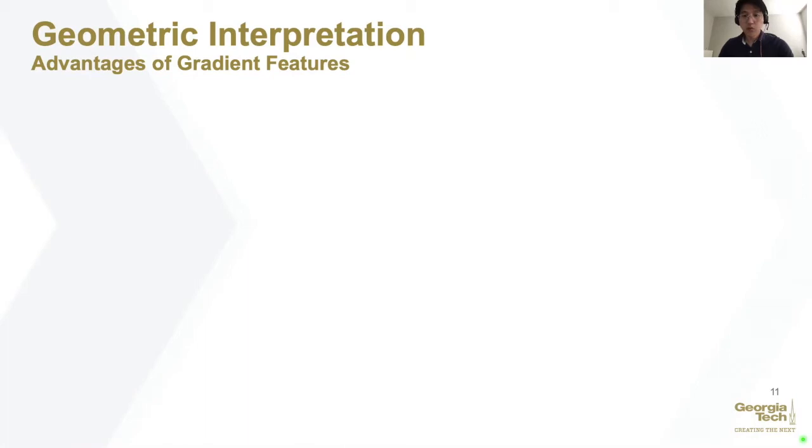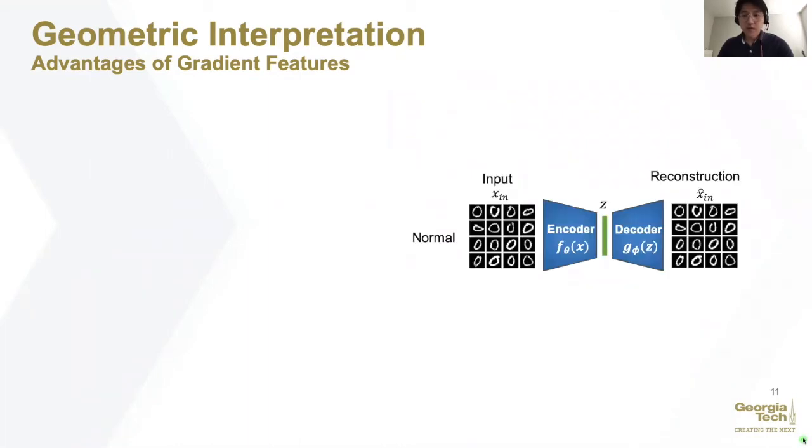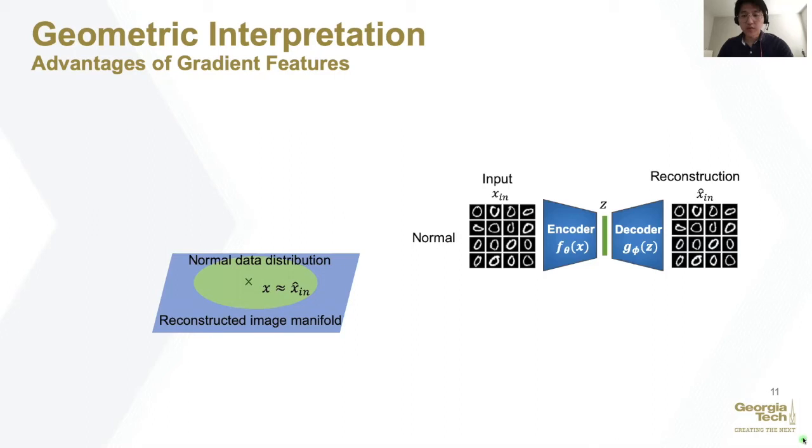To further elaborate what gradient features characterize and why they can be more effective than activation-based representations, we provide a geometric interpretation of gradient features. Assume that we have an autoencoder trained to accurately reconstruct normal images. The reconstructed images form a manifold, and for simplicity of explanation, we assume that the manifold is a 2D plane. Ideally, perfect reconstruction is achieved when the reconstructed image manifold includes the input image.